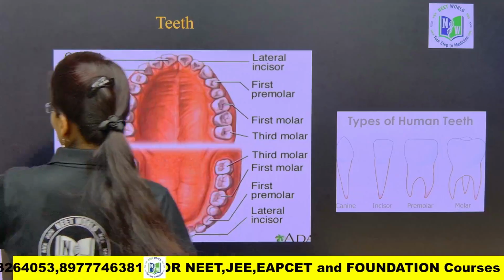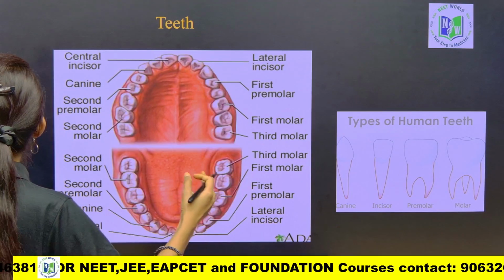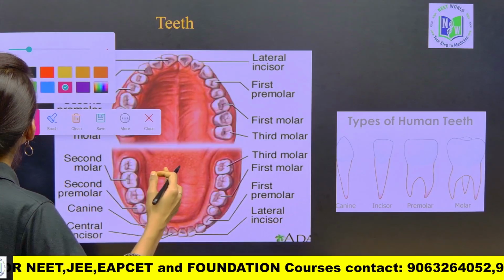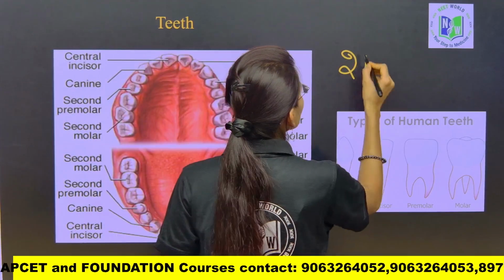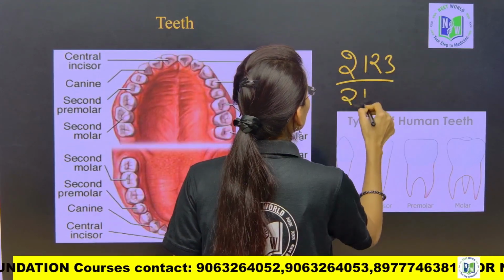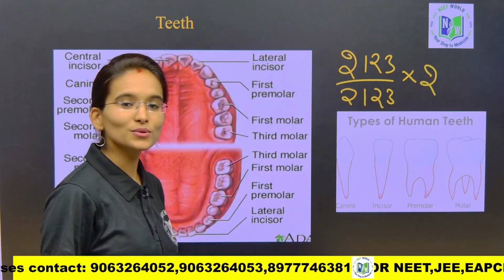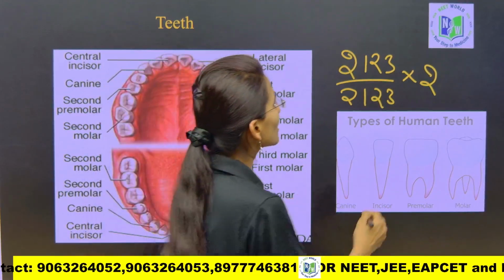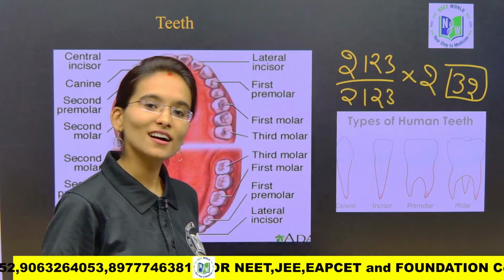Let me make a note here, students. I have already explained this in detail, but we are going to revise it once more. The adult human being's dental formula is 2123 by 2123. Right, my dear students? When we multiply it by 2, we get the total count, that is 32 teeth in adult human beings.